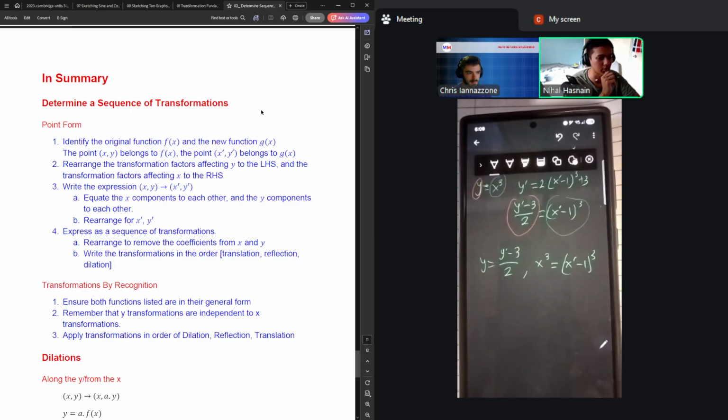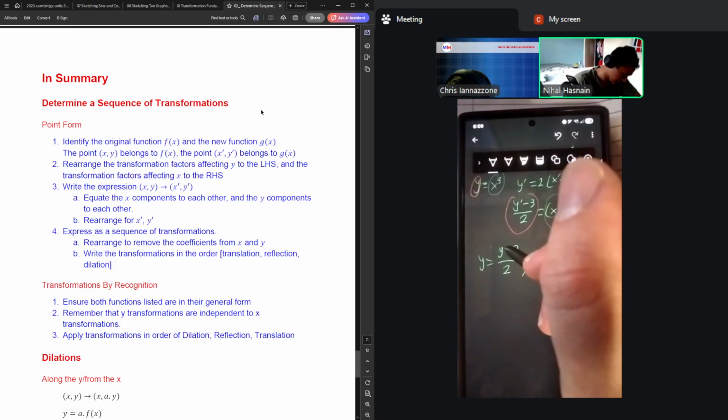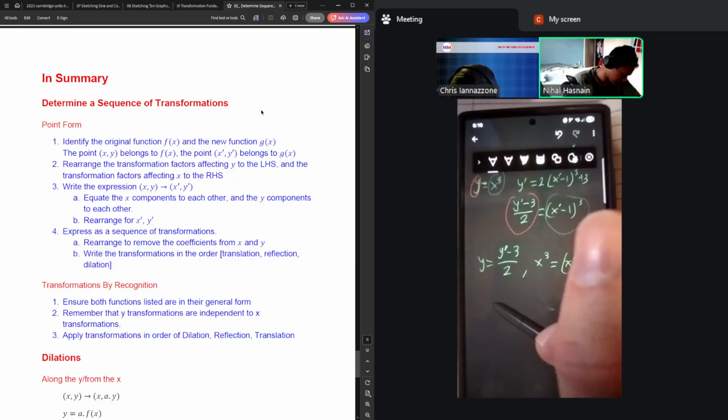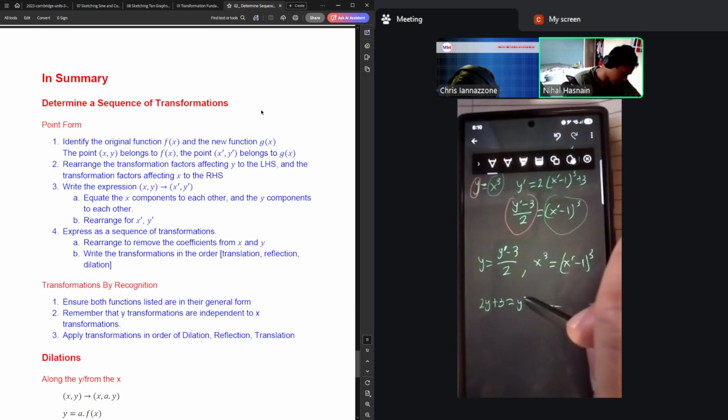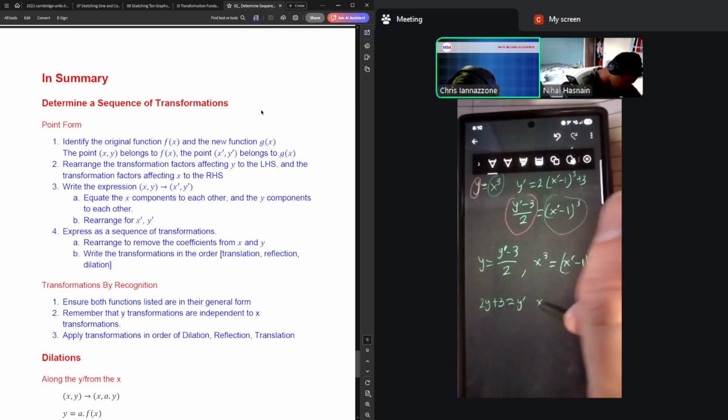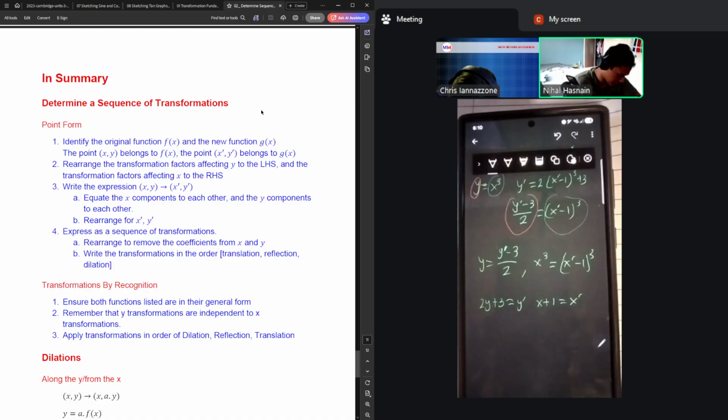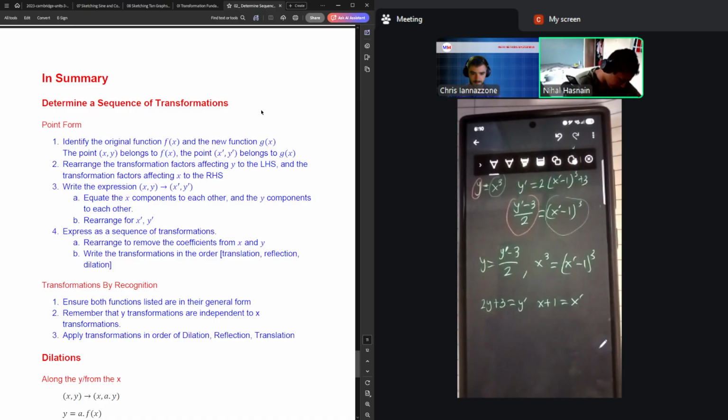Like a rearrange for x dash, y dash. Do I have to make those the subject? Make those the subject, correct. So y dash would be 2y minus 3 plus 3. Yep. And x dash would be x minus 1, so x plus 1. Both of those are good. That'll conclude step 3 there.